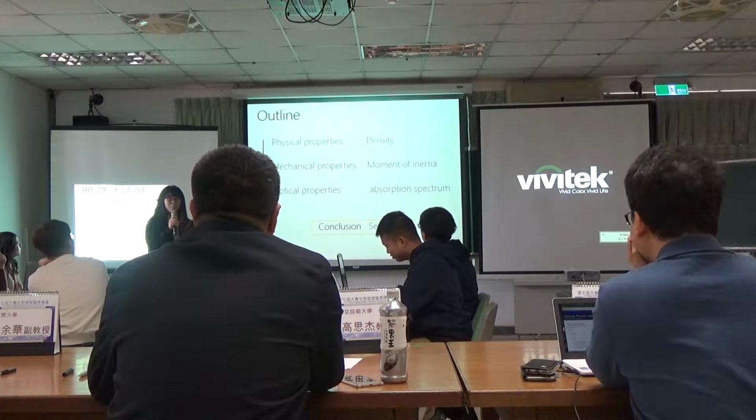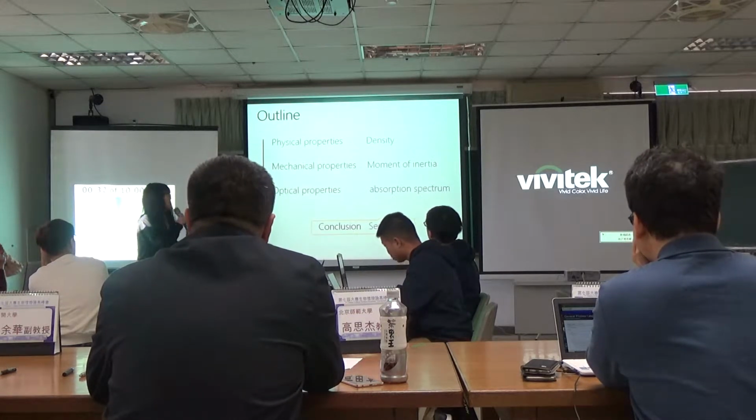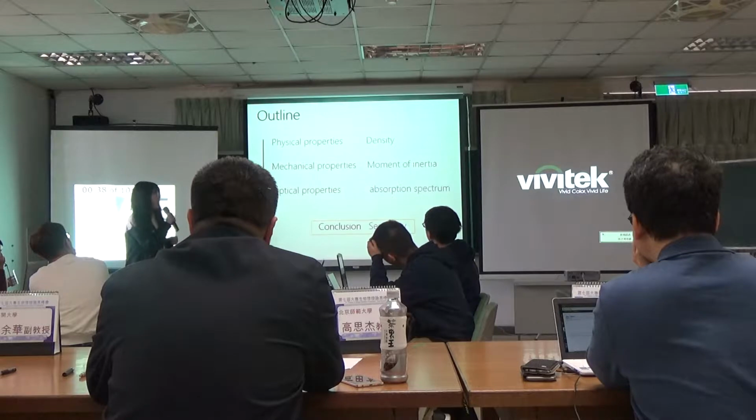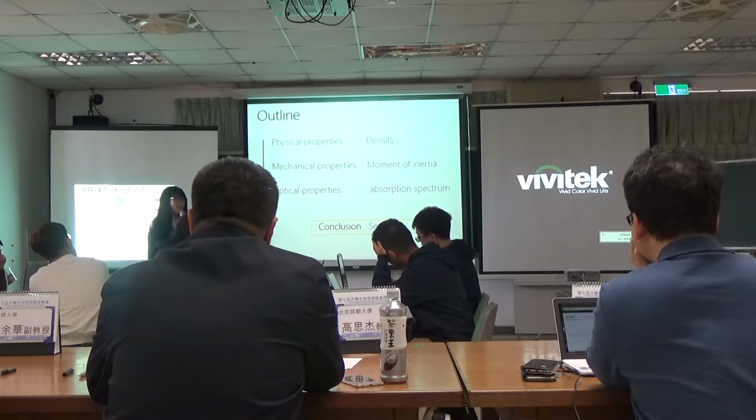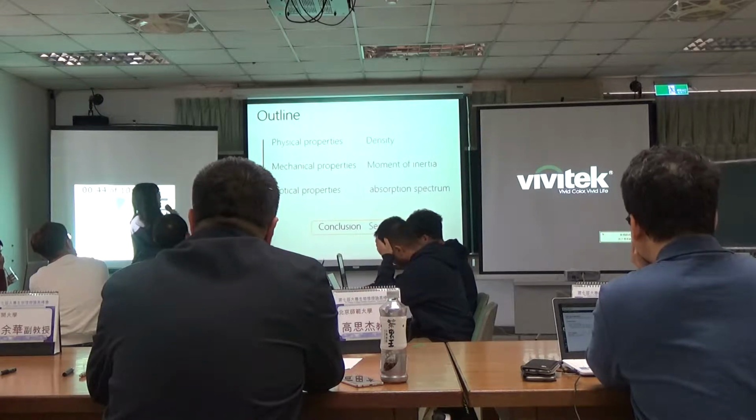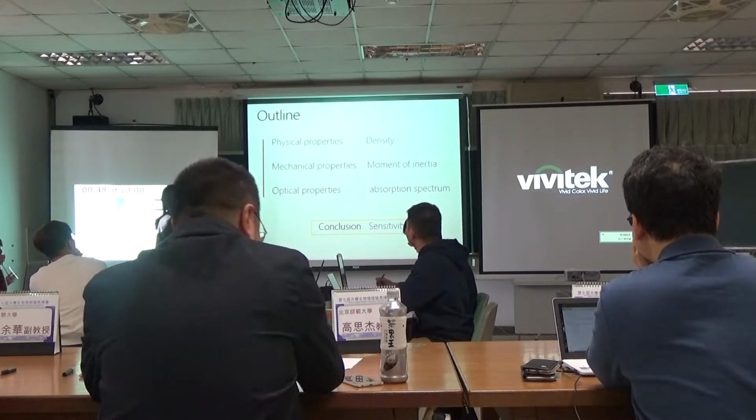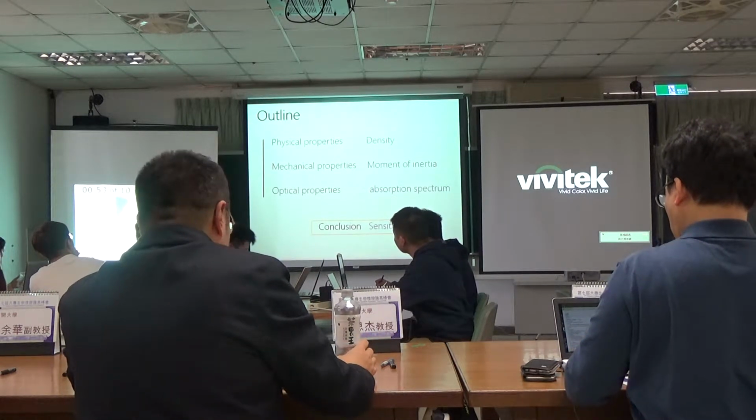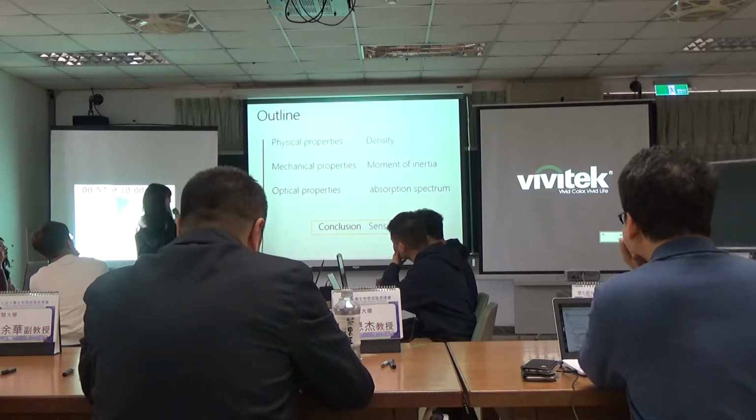In the following report, I will divide my experiment into 3 parts. We use 3 different properties to do the experiment. The first one is physical properties like density, and then the mechanical properties like moment of inertia, and optical properties like absorption spectrum. And then we will get into the conclusion about the sensitivity.